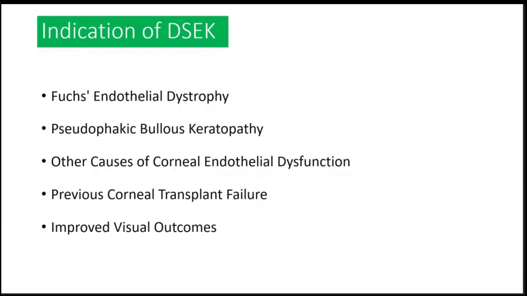Now, the previous corneal transplant failure. In cases where a previous corneal transplant, such as penetrating keratoplasty, has failed due to endothelial rejection or other complications, DSEK may be considered as a secondary procedure to replace that dysfunctional graft. And if I talk about improved visual outcome, DSEK is often preferred in cases where preservation of the recipient corneal architecture is desirable to achieve a better visual outcome and minimize post-operative astigmatism compared to penetrating keratoplasty. So in this kind of case, this can also be one option.